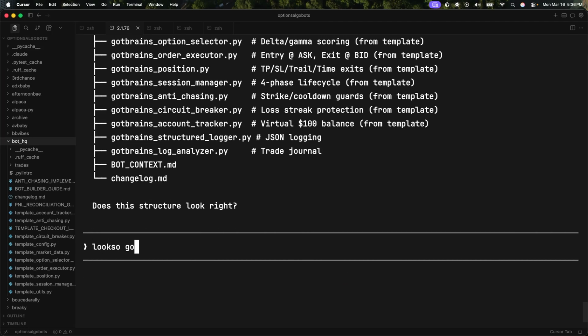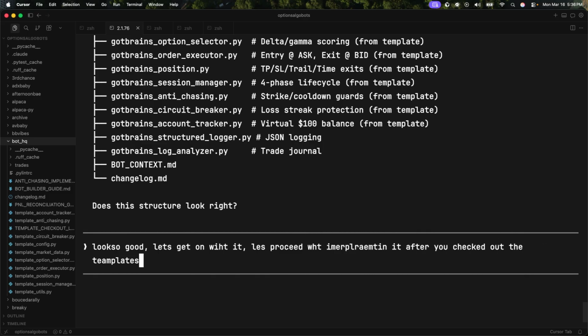Looks good. Let's get on with it. Let's proceed with implementing it after you check out the templates.